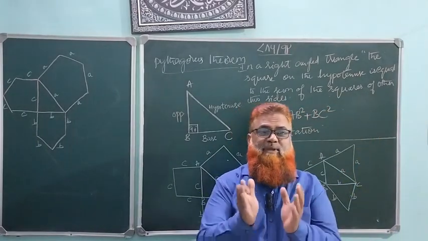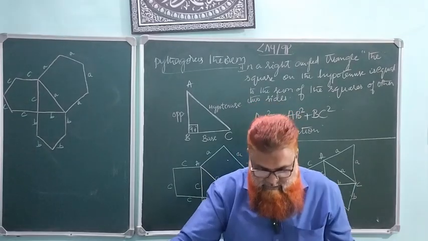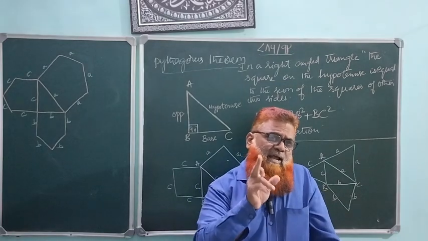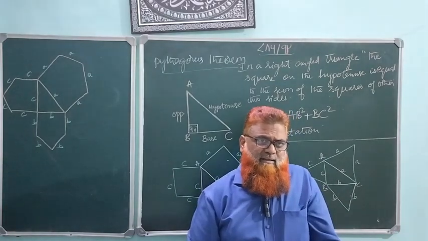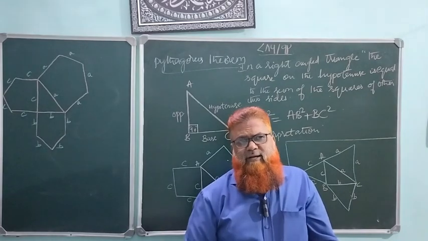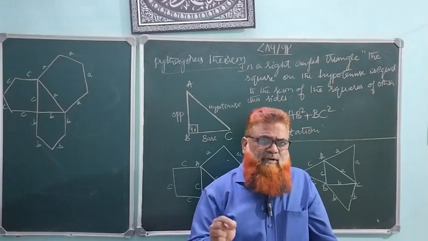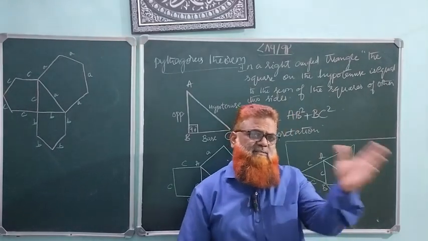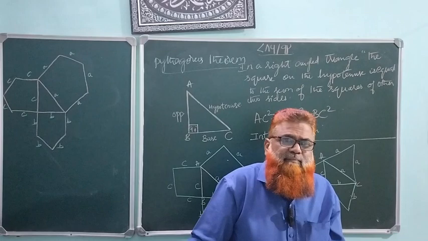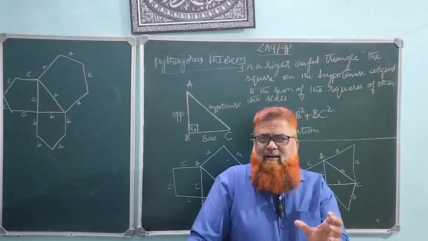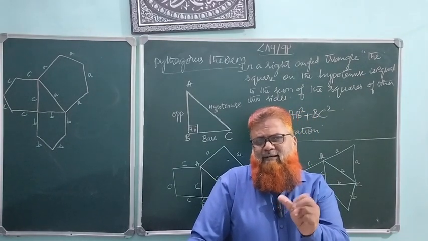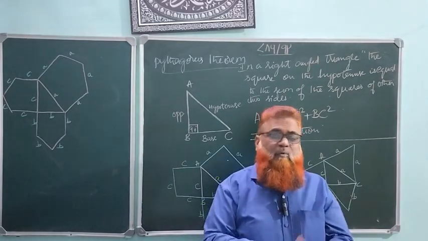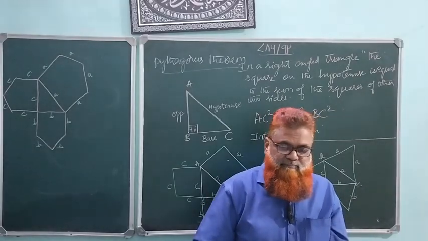Usually Pythagoras theorem is based on a right angle triangle. Remember this. What is a right angle triangle? A triangle in which one angle is exactly 90 degrees. Then we say it is a right angle triangle. The total sum of interior angles of a triangle is 180. If one angle is 90, the sum of the other two angles is equal to 90 degrees. Now, this right angle triangle has a unique characteristic, a unique nature in it. What is that unique nature? That is today's discussion.